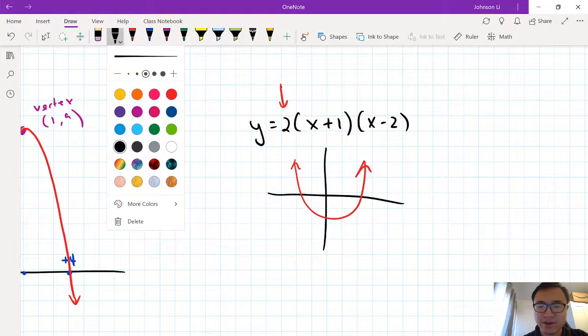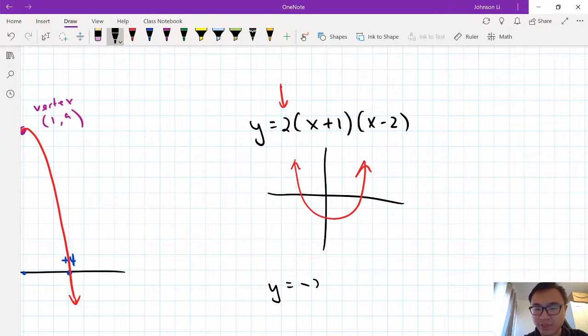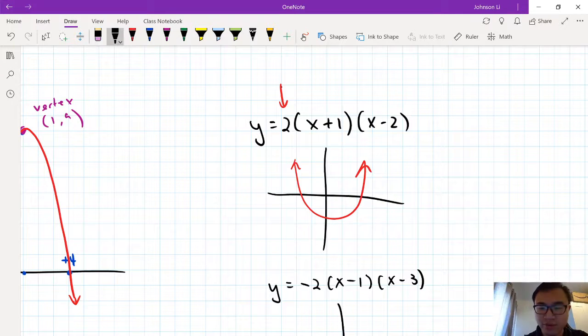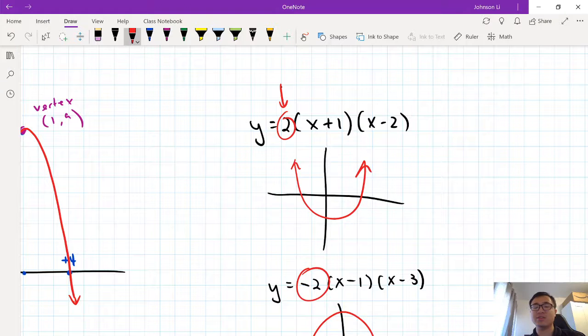If you do have a number that is negative, then you should have the exact opposite happen. You should have a graph that opens downwards like this. That is essentially what the negative sign does, and what the positive sign does to your graph. It flips it upside down.